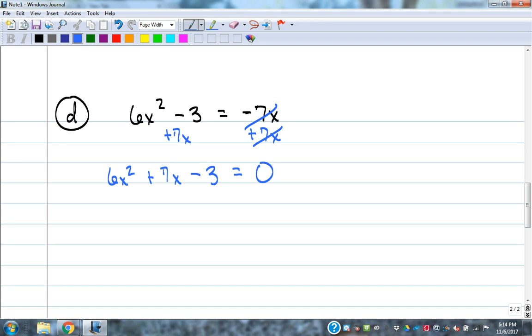Now, GCF? No. How many terms? 3. So that's the X method. What goes in the top of the X? Negative 18. 7 on the bottom. 6 times negative 3. 2, and I think it should be negative 2 and positive 9, to add to be a positive 7.